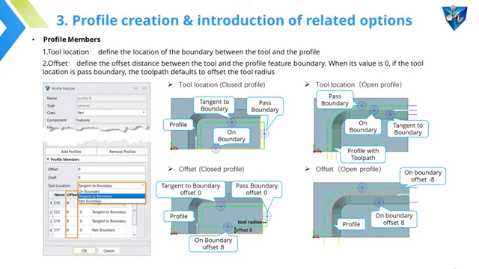The following are different situations of the tool location. The second one is offset. It is used to define the offset distance between the tool and the profile feature boundary.